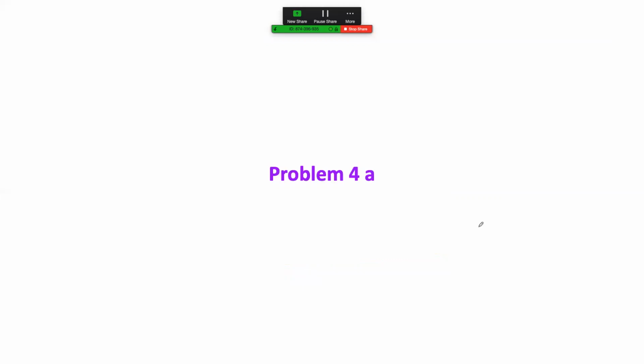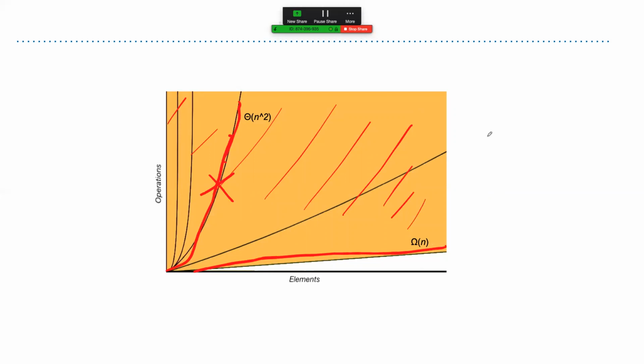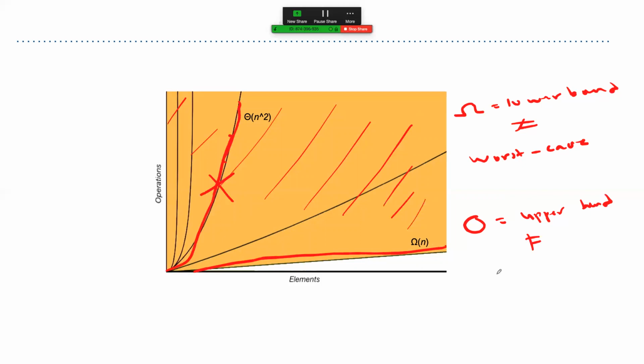One thing I want to briefly mention is that omega is the lower bound, but this is not equivalent to best case. This is a common misconception. O is basically the upper bound, and this does not mean worst case. Actually, this should be worst case, and this should be best case.